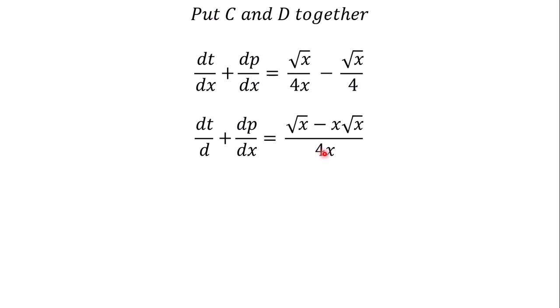Okay, so if the LCM is 4x, here 4, this one divided by this one will give us the square root of x. And then here 4x divided by 4 will give us x. x multiplied by this one will give us x square root of x.